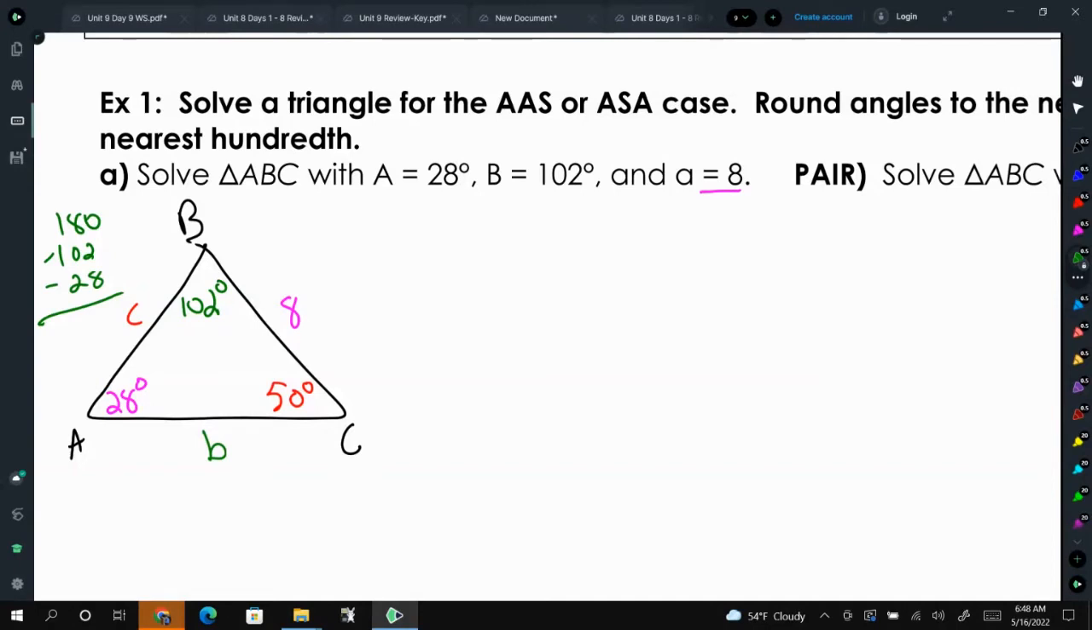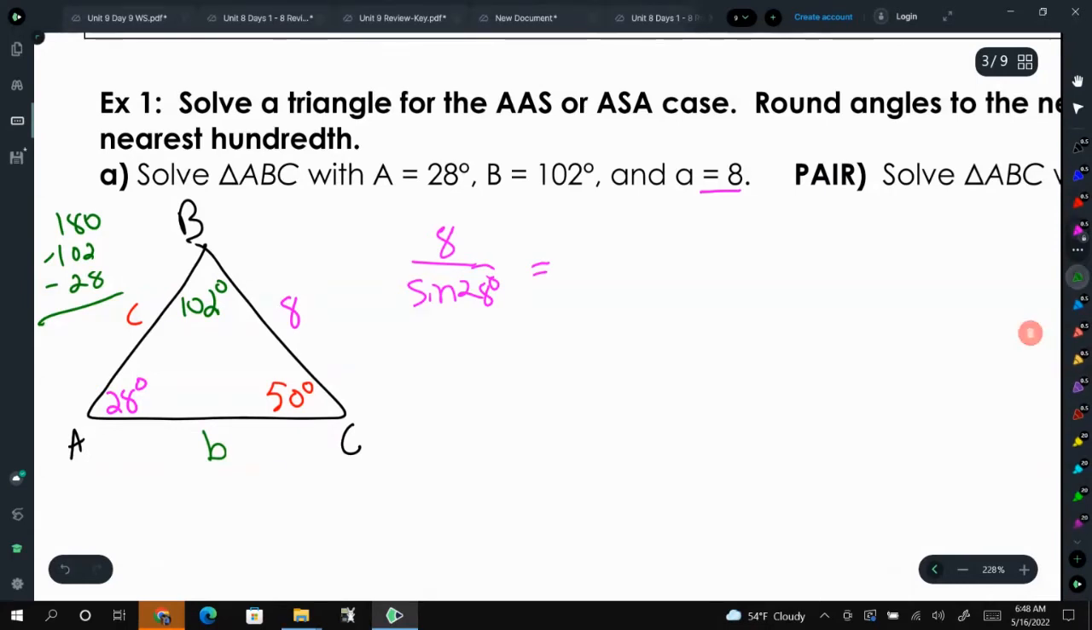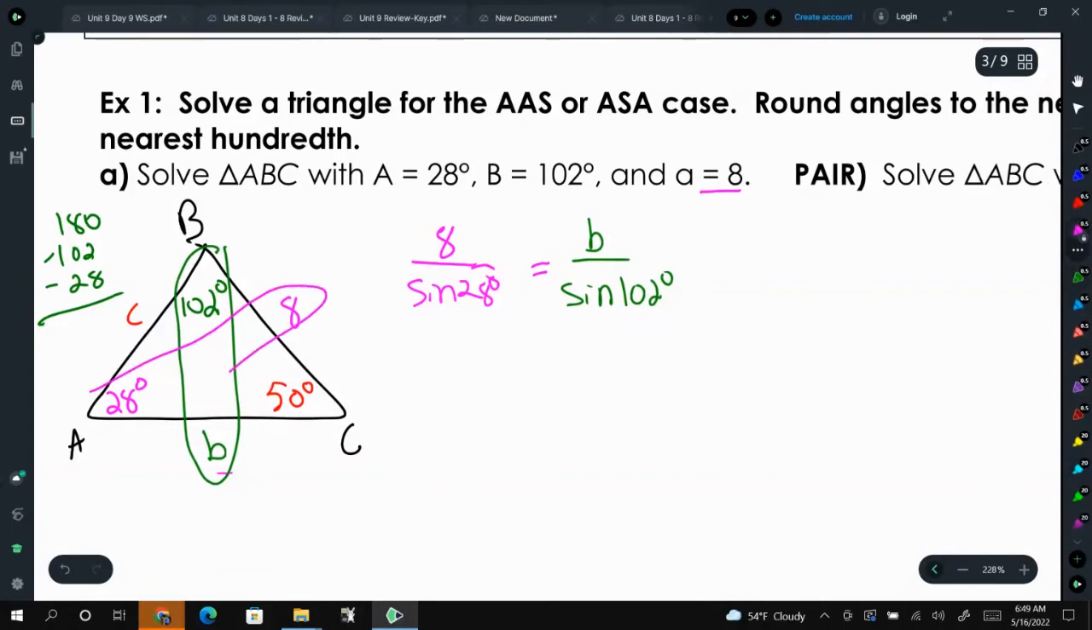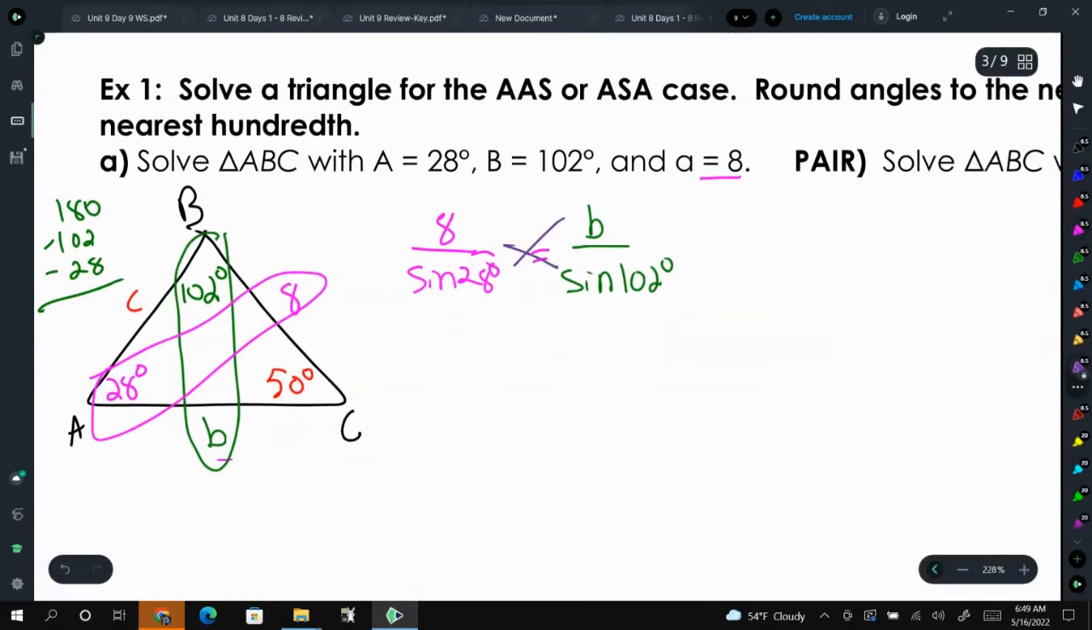And we're going to use the law of sines for this. We already know one side and one angle. So that's all we need. So we have 8 divided by the sine of 28 degrees. That's equal to, well, let's figure out B first. We don't know what B is, but we know angle B is 102 degrees. So then we can cross multiply. 8 times the sine of 102 degrees equals B times the sine of 28 degrees.